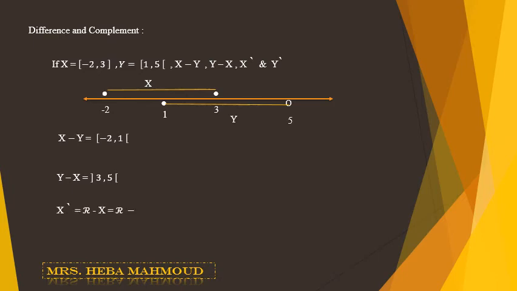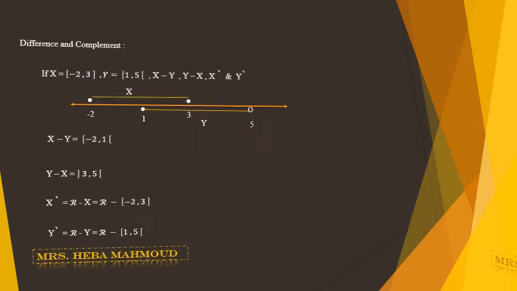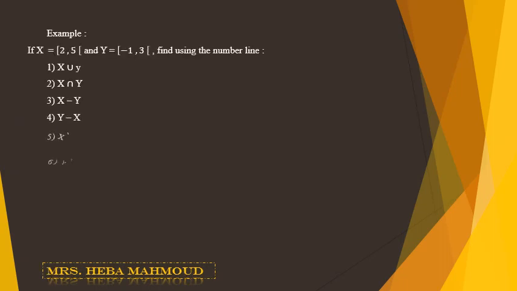X complement means R difference x, all the number line except x. So it will be R difference the interval x, which is closed -2 and 3 closed. Y complement equals R difference y. So it will be R difference y, which is 1 closed and 5 open.